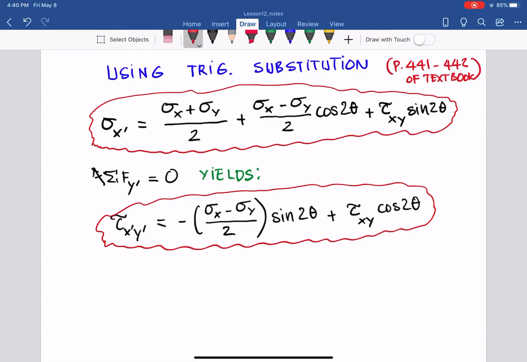So now we already have the equation for sigma x prime and tau x'y'. From that equation, we can find out which plane we will get the maximum or minimum normal stress. With that, we call that the principal stresses.